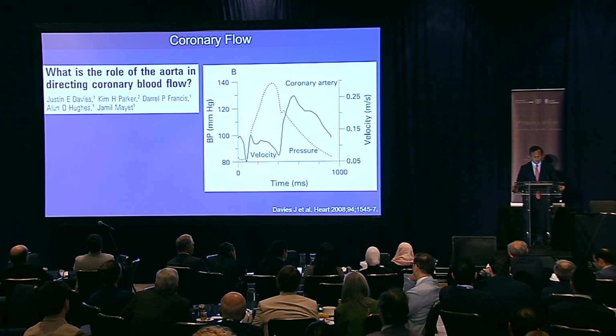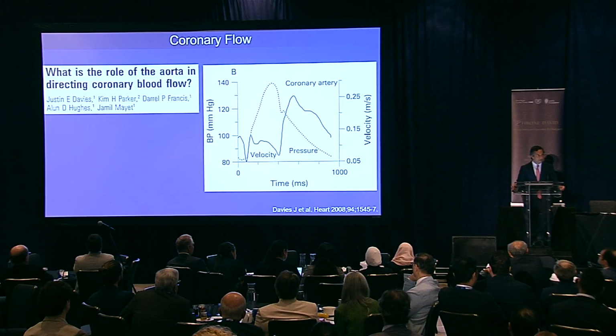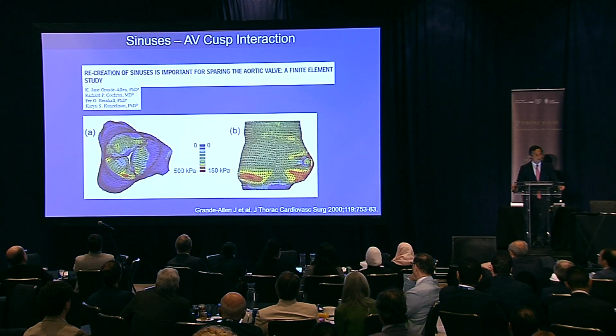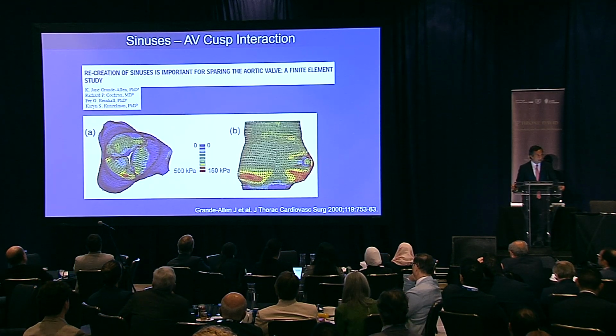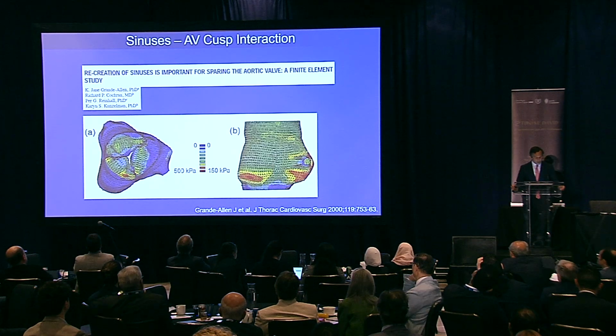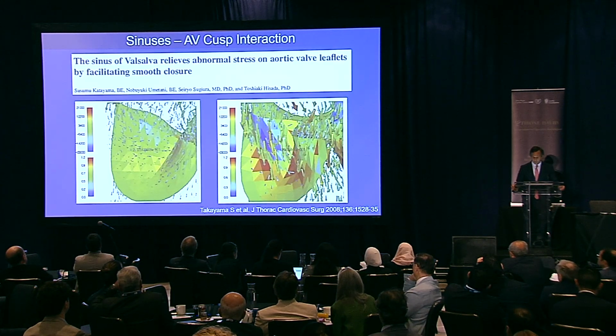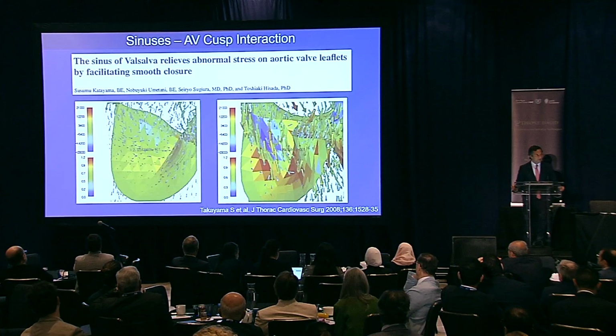They're important for coronary flow reserve, particularly during the systolic phase of the cardiac cycle. And they're also important for reducing the stresses on the leaflets during the opening and closing dynamics. And that's been clearly demonstrated through various studies looking at the stress distribution on the leaflets during the cardiac cycle.